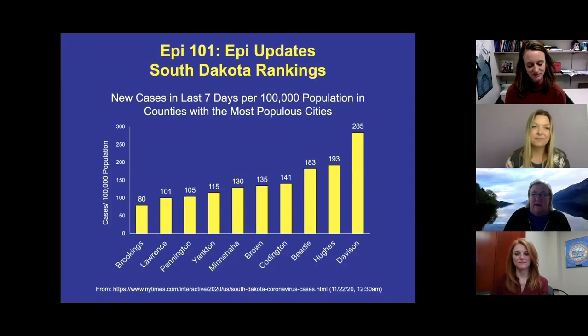Well, before I get to that, I just want to show people some data from yesterday, from November 22nd. This is the rate of new cases in the last 7 days per 100,000 population. So we're adjusting for population size in the counties with the top 10 most populous cities in South Dakota. And I just want to note that Brookings, being the first with the mask mandate, is actually down here with a rate of 80 cases per 100,000 population. And these are the other 9 counties and what their rate has been for the last week.